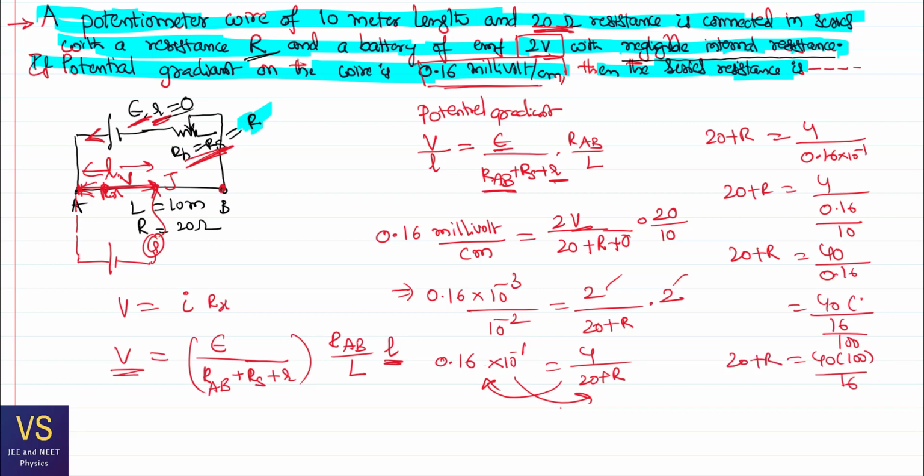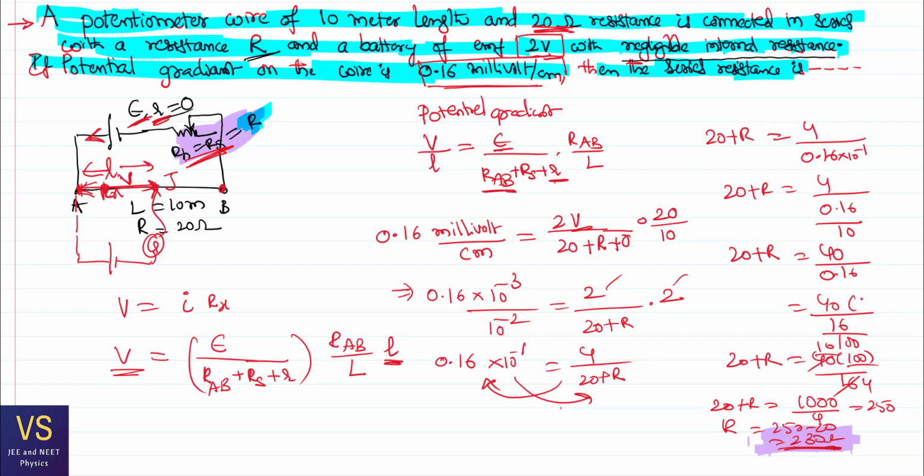So if I simplify this, 4 4s is 16 and 4 10s. So 20 plus R is 10 into 100, 1000 by 4, that is 250. So R is 250 minus 20, that is 230 ohms. So what we have found is the series resistance that we have connected here with the help of the rheostat is equal to 230 ohms.